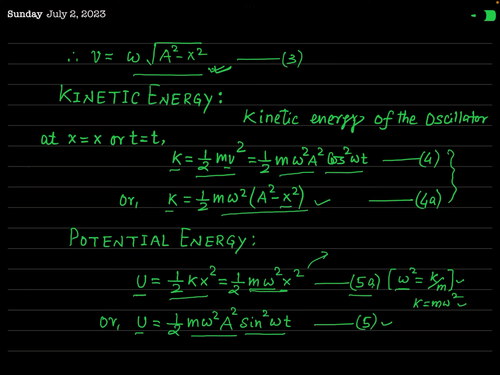This is just a standard equation of a parabola, y equal to 4ax square. The parabola which is symmetrical about the y-axis is represented by this equation, and this equation for U is the same. So you can say that U will vary with x in a parabolic manner. That is, when you move from the equilibrium position to the extreme position, x will increase, and with increase in x, either in the positive direction or in the negative direction, U will increase non-linearly.